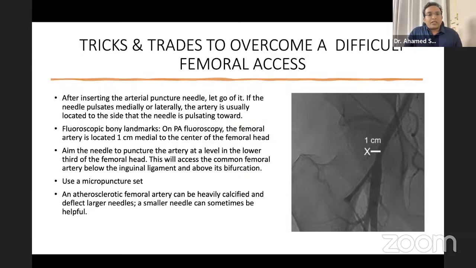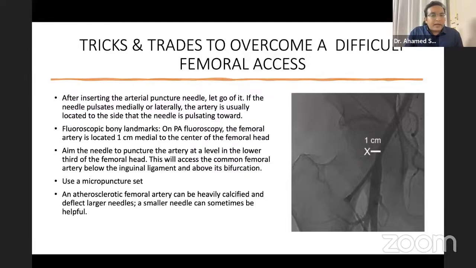After inserting the arterial puncture needle, if the needle pulsates medially or laterally, the artery is usually located to the side that the needle is pulsating towards. Ideally, after each arterial puncture with the needle, we are not supposed to remove the hand; we have to keep the needle in place. Because if we remove the hand, because of the soft tissue pressure, the needle will scrape the walls of the artery. So ideally, keep the needle in place with the left hand.